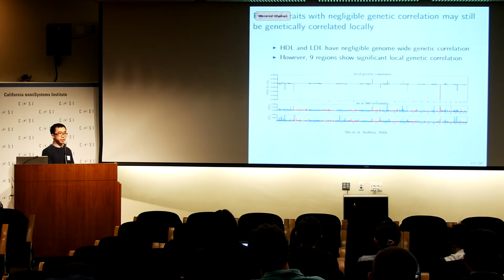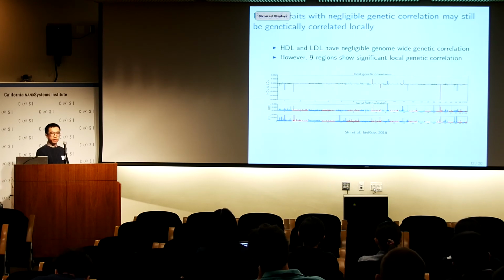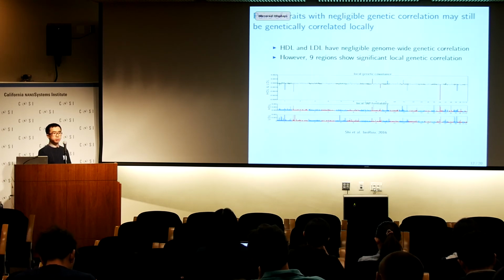Surprisingly, a pair of traits does not necessarily have to have significant genome-wide genetic correlation for them to have significant local genetic correlation. This is possible because a pair of traits may have a lot of positive local genetic correlation, but they might also have a lot of negative local genetic correlation, which balances out the positive ones. So if you look at the total, the sum, you will see a number close to 0. But if you zoom in on each region of the genome, you'll still be able to see some signal.